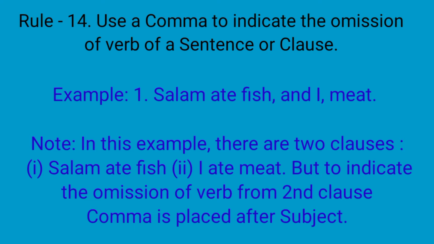And I meat. After I, this is the clause I meat. That means I ate meat. Salam ate fish and I ate meat. In this example, to indicate the omission of the verb, after I, a comma is used.